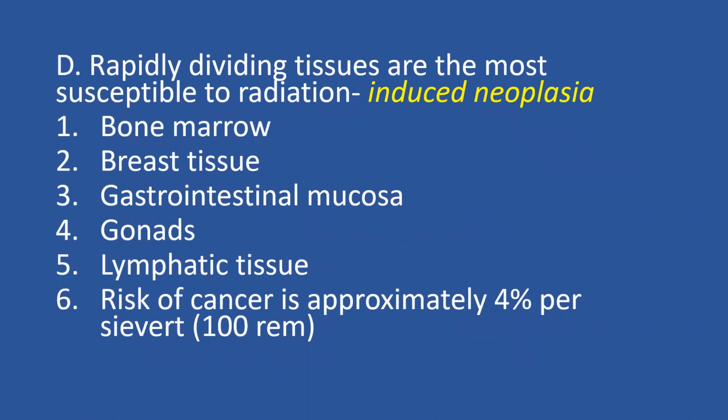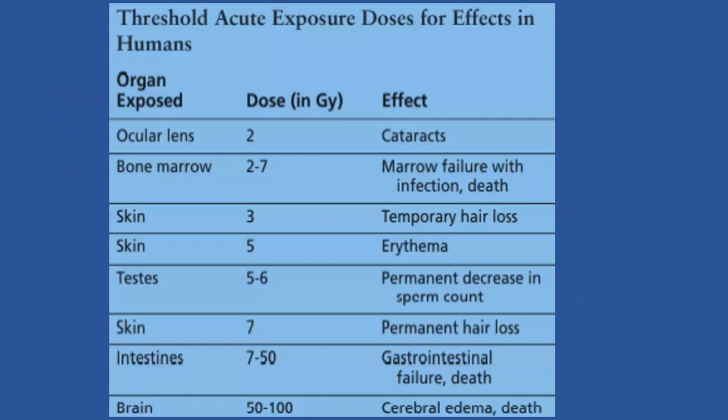Rapidly dividing tissues are the most susceptible to radiation-induced neoplasia: bone marrow, breast tissue, gastrointestinal mucosa, gonads, lymphatic tissue. The risk of cancer is approximately 4% per sievert, 100 rem. This is just to tell you the effect of radiation on tissue. You have to look at this table and see how much it affects the brain. If you have 50 to 100 Gy in one dose, cerebral edema can occur, and this can lead to death.